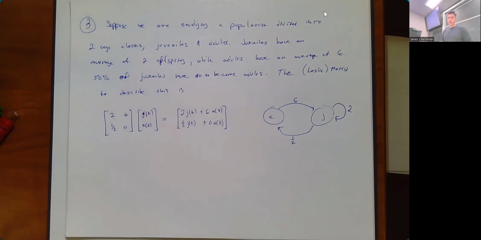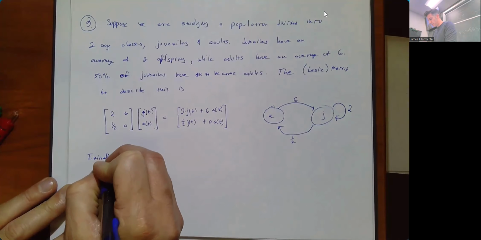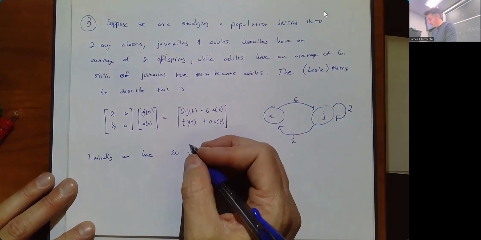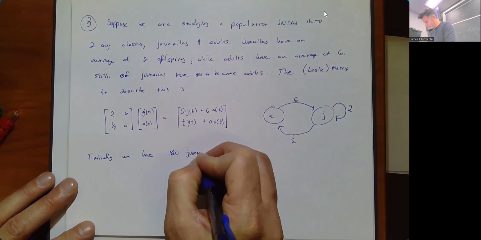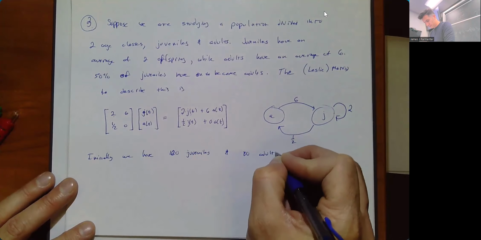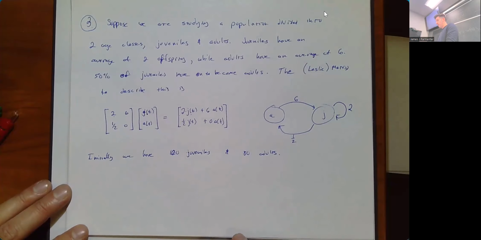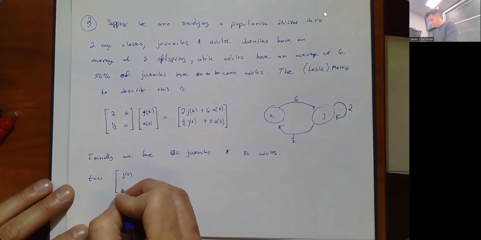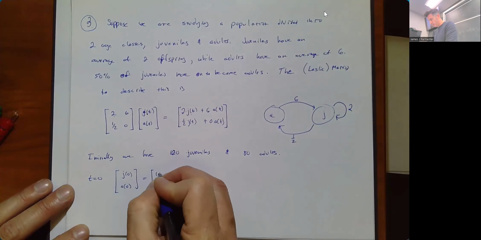Okay, so the question we want to ask eventually is, what's going to happen to this population of adults and juveniles? Are they going to keep growing? Are they going to die out? What might happen after 10 iterations or 20 iterations of this process? To answer that question, we also need one more thing: we need initial conditions. So let's say initially we have 100 juveniles and 80 adults. We're going to say that at time 0. So at time equal to 0, we have J of 0 equal to 100 and A of 0 equal to 80.